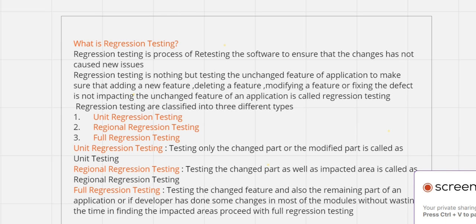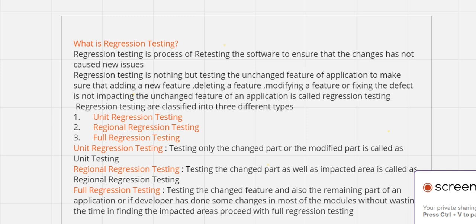Now we are going to talk about the various types of regression testing. Depending upon the modification or changes done by the developers, regression testing is classified into three types: unit regression testing, regional regression testing, and full regression testing. Unit regression testing is testing only the changed part or modification part. I'll repeat it again: testing only the changed part or the modification part is called unit regression testing.